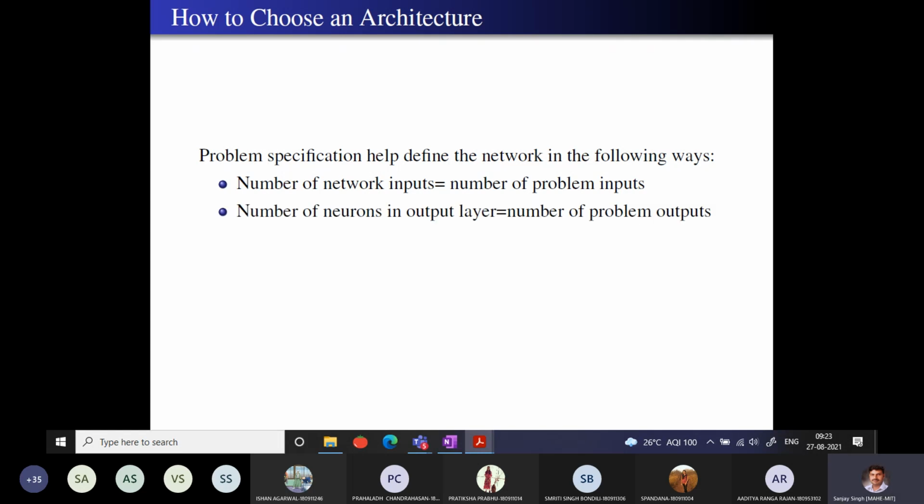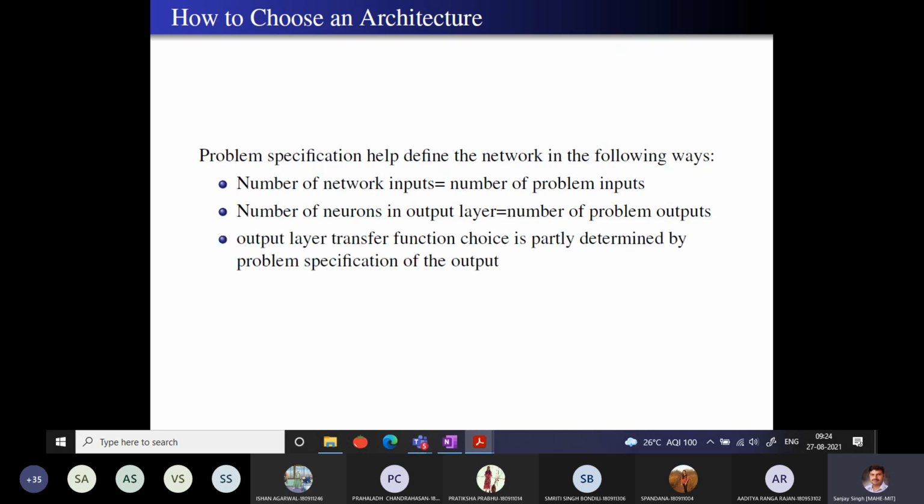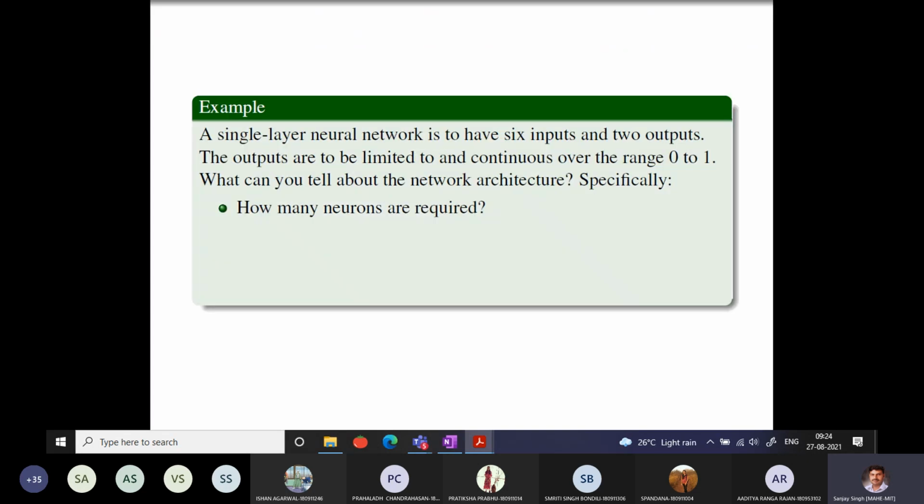The number of neurons in the output layer equals the number of problem outputs. In this problem, we have just one output. So only one output neuron is enough because we just want to know the rent. Let's say there is some other system where we want other features as well. Then the number of neurons in the output layer will go up. The output layer transfer function choice is partly determined by the problem specification of the output, as is mentioned, partly, not solely. So we'll see how to use this.